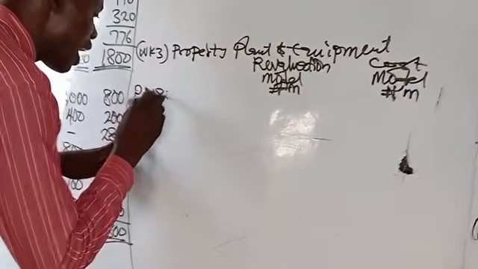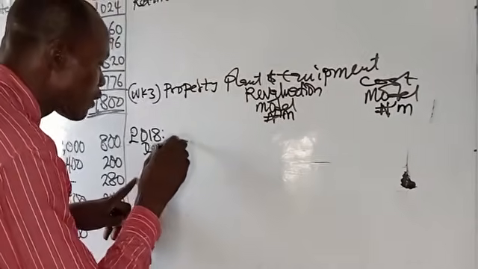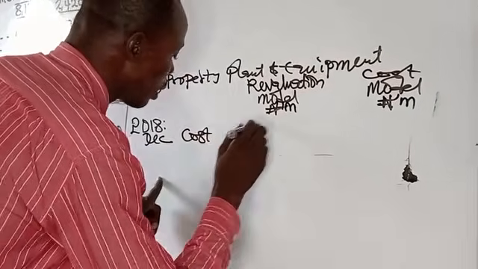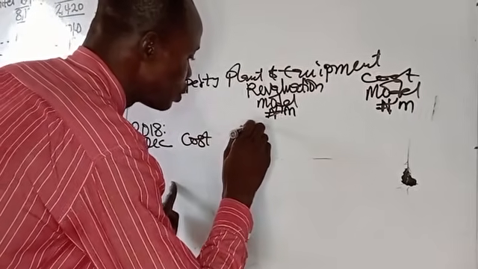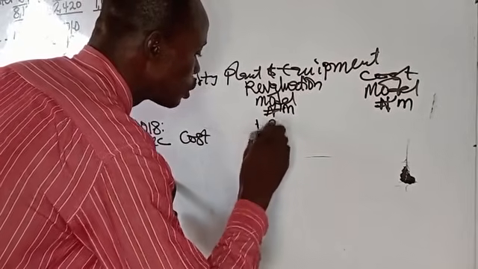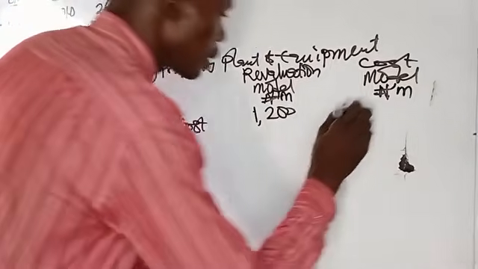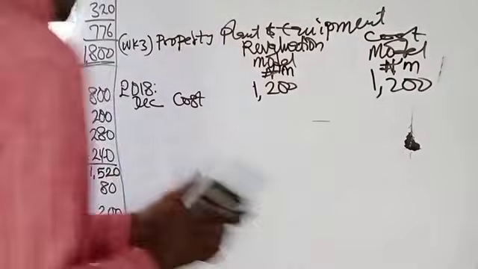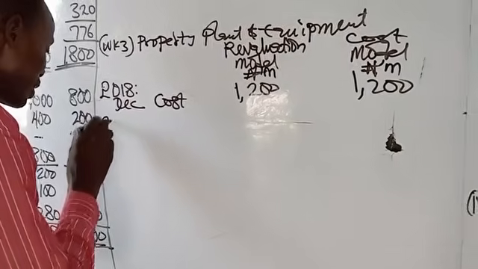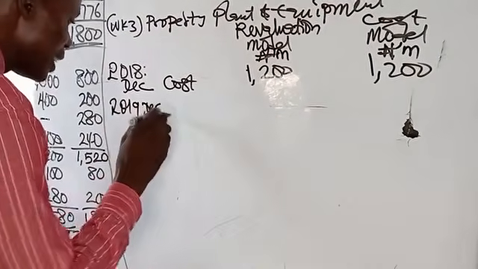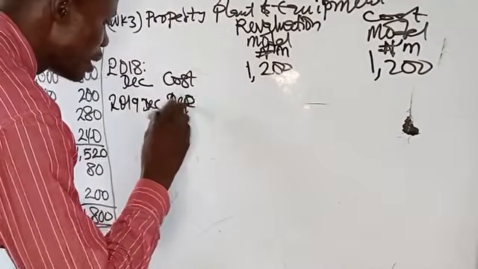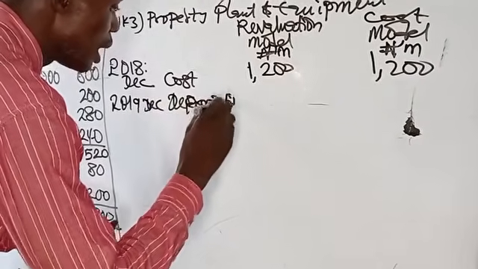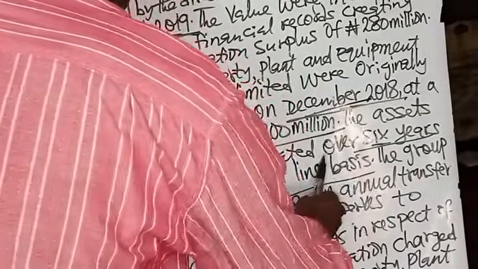December 2018. So we have cost of 1.2 million. As at December 2019, the entity will depreciate the asset. We had depreciation. And what is the useful life of the asset? The useful life is 6 years, over 6 years.